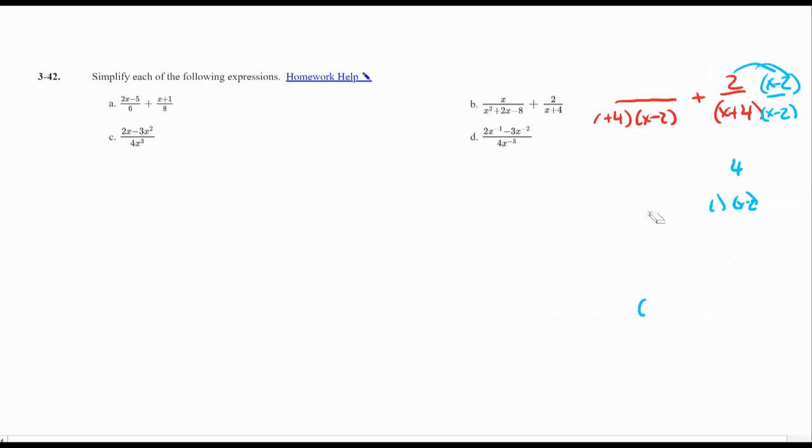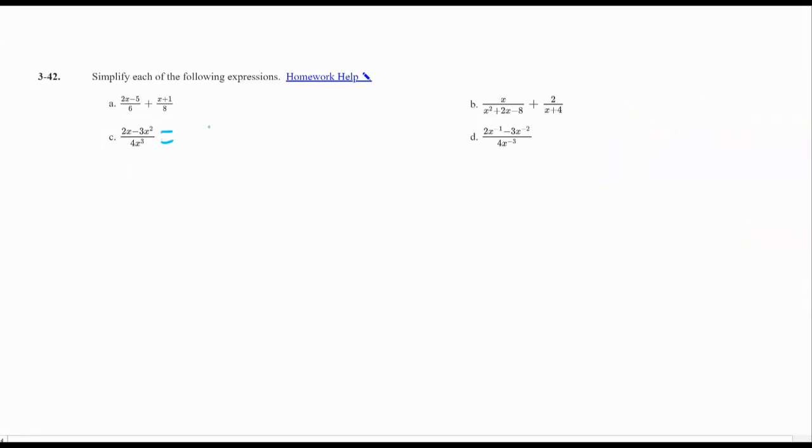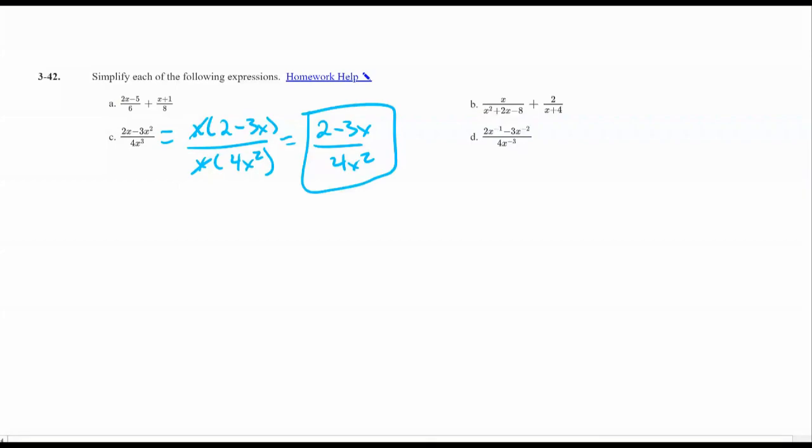So for C, now it's not adding or subtracting, so I don't need to worry about common denominators because there's only one. So instead, I'm going to start by finding the greatest common factor on the top, which is x. And I know that I can also factor out an x here to cancel these out. Nice and simple. I like this one. Over 4x squared. Remember, biggest mistake people are making nowadays is trying to cancel like, 2 and 4. Because of this subtraction sign, can't do anything like that. So just be careful on that.